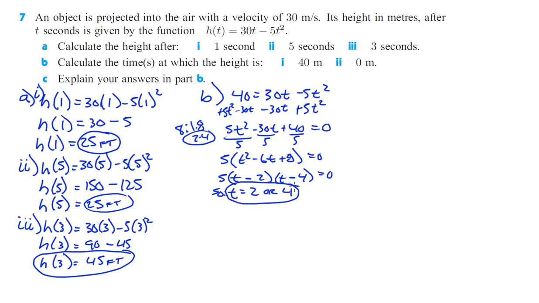So that means it was at 40 meters. Oh, I put feet on all these, so these apparently are all meters. Silly English guy. So those are all meters. So at 2 and 4 seconds. At 2 seconds, it's hitting 40 on the way up, and then at 4 seconds, it's at 40 on the way down. Okay.